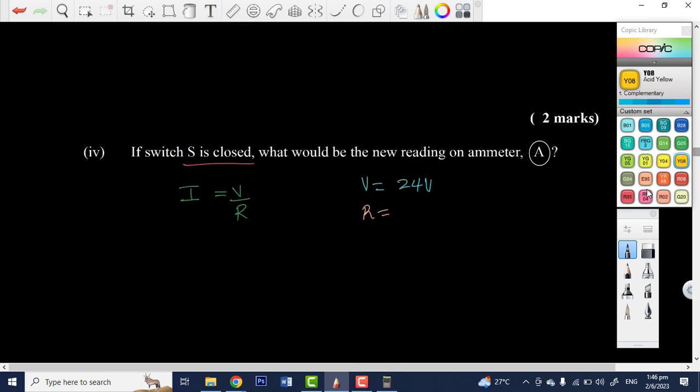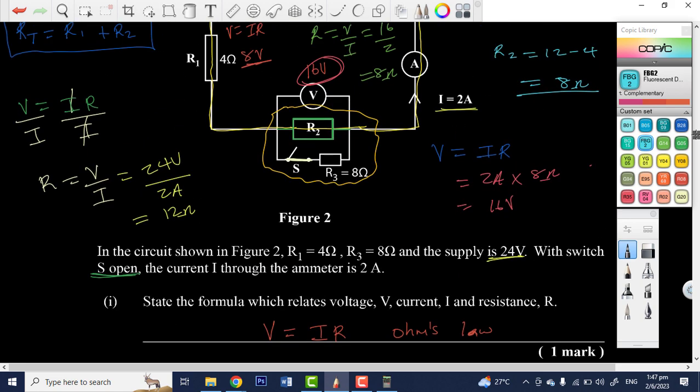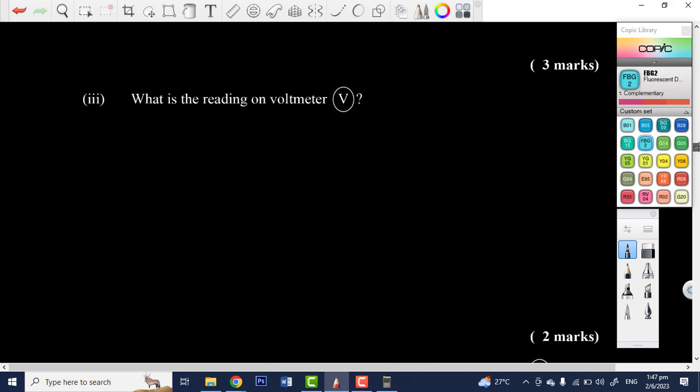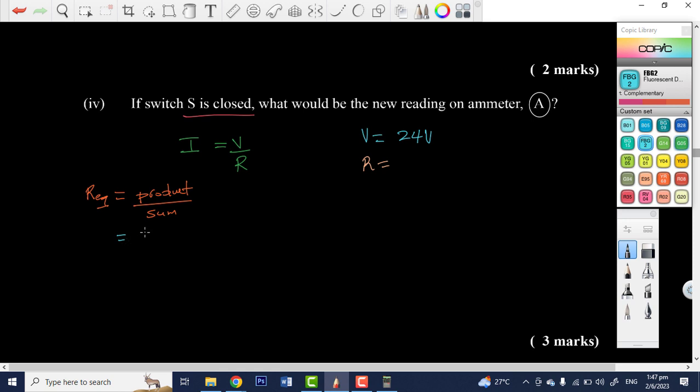So if we have two resistors in parallel, we can say that the equivalent resistance, since we're not finding the total as yet, for two resistors in parallel is always their product over their sum. So the product now would be 8 and 8, and you're going to see something with this, which I'm going to mention shortly.